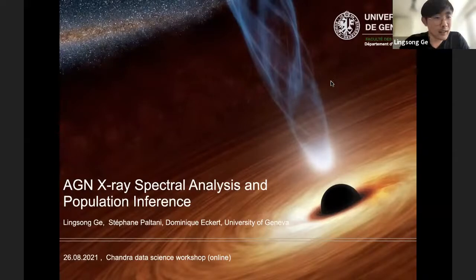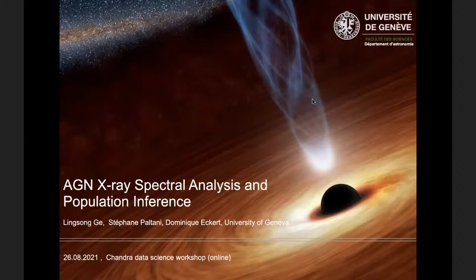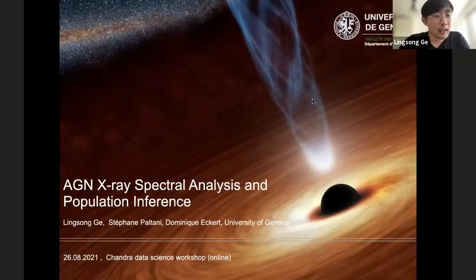So good day, everyone. I'm a PhD student from Geneva University, and I'm very excited today to have this opportunity to briefly present my PhD work about using a Bayesian method to analyze a large number of AGN X-ray spectra with typically low signal-to-noise ratio. The goal of my work is to study the demographics of AGN properties, for example, the distribution of the hydrogen column density NH and photon index gamma, and also their evolution with redshift and so on.